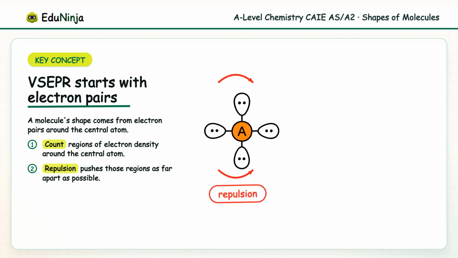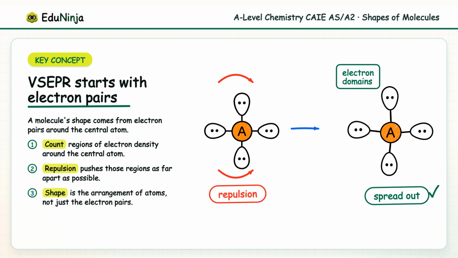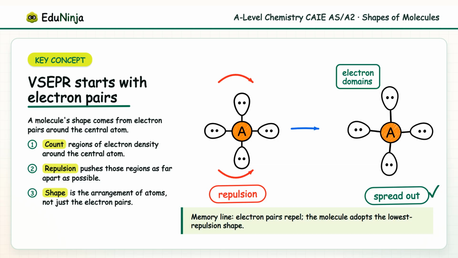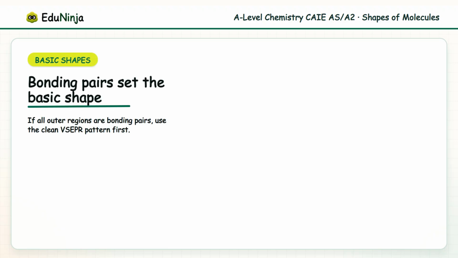First, count the regions of electron density. Then remember that these regions spread as far apart as possible. Finally, when you name the molecular shape, use the arrangement of atoms, not just every electron pair. If there are no lone pairs changing the shape, use the basic pattern first.